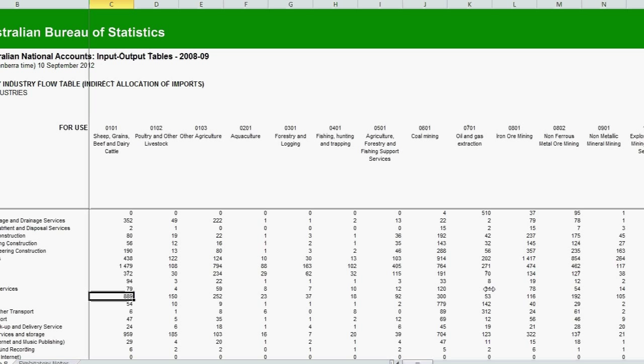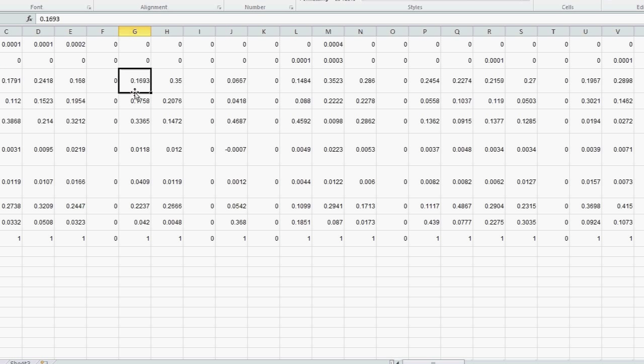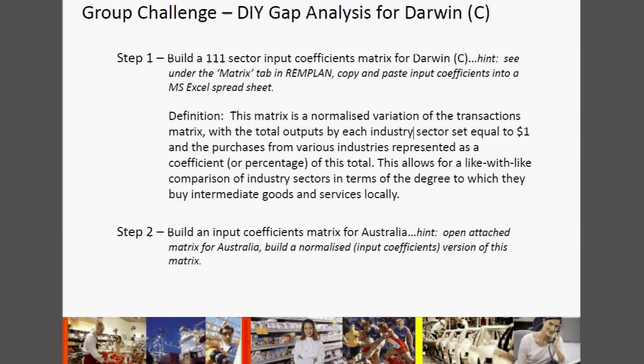Once you've done that, what you'll effectively have is the difference between total demand for goods and services by local industries and the capacity of those industries to source those goods and services locally. So it's total demand for goods and services minus local supply, and what's left are the gaps in local supply chains. Okay, per dollar of output, what can't be sourced locally, what has to be brought in from outside, from other areas within the country.